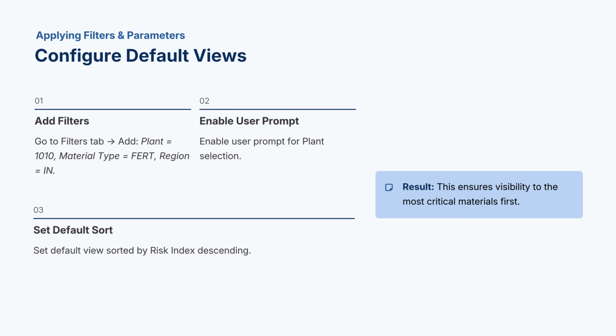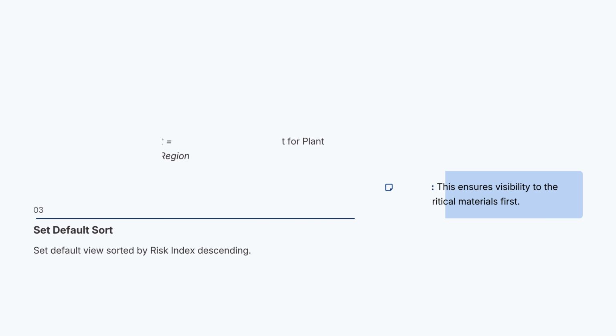Applying filters and parameters. Under filters, set plant equals 1010, material type equals FERT, and region in. Enable prompt for plant selection so end users can personalize their dashboards. Sort results by descending risk index to surface critical materials first. This makes the dashboard decision-oriented, not just data-heavy.